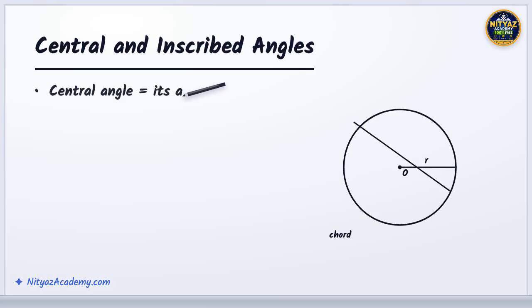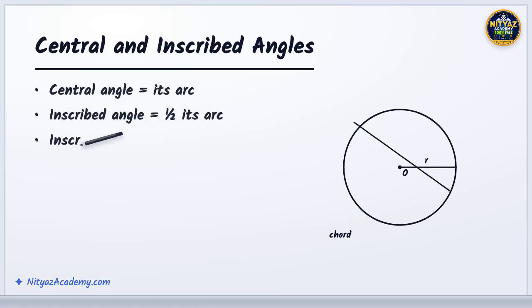Angles inside circles follow neat rules. A central angle with its vertex at the center equals the arc it opens to. An inscribed angle with its vertex on the circle is exactly half of its arc. So an inscribed angle is always half the central angle that catches the same arc. This relationship solves tons of problems.